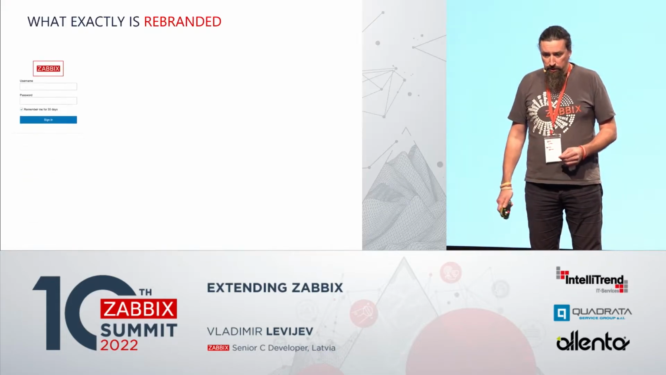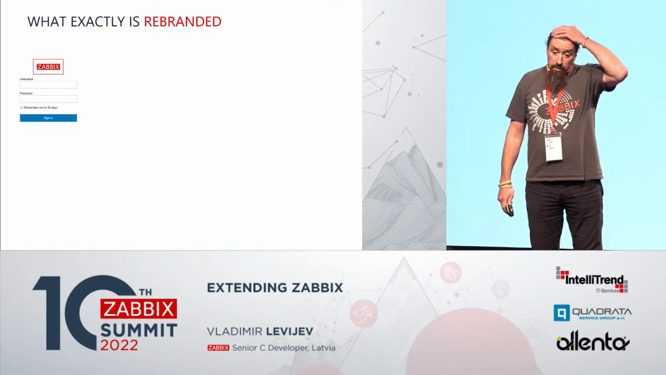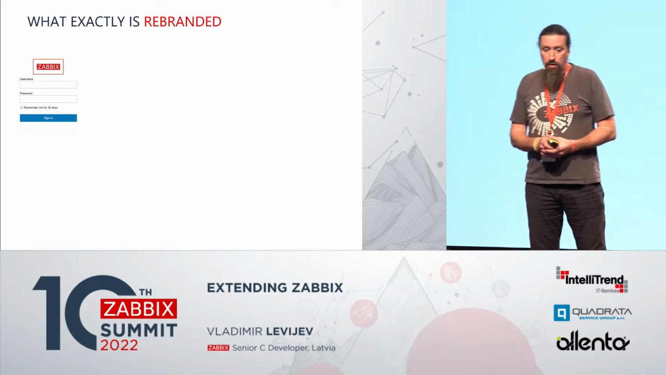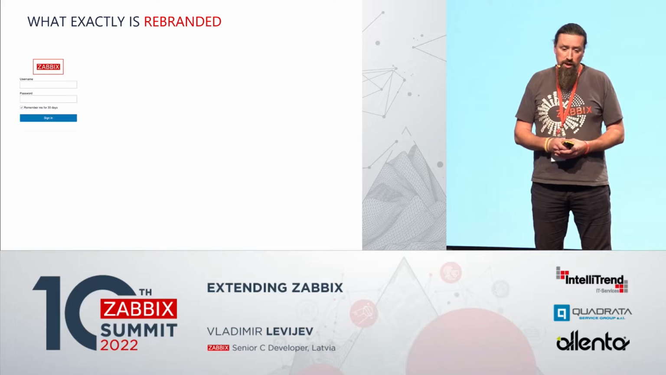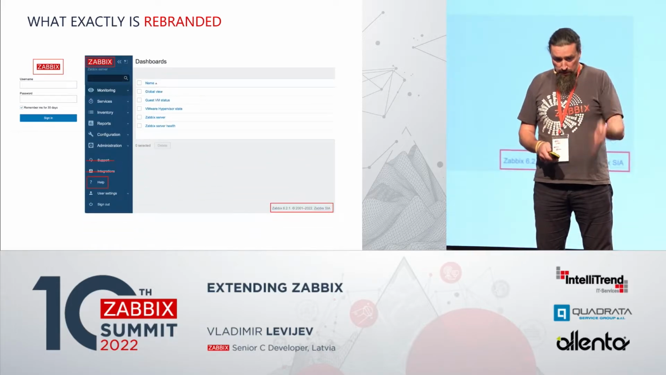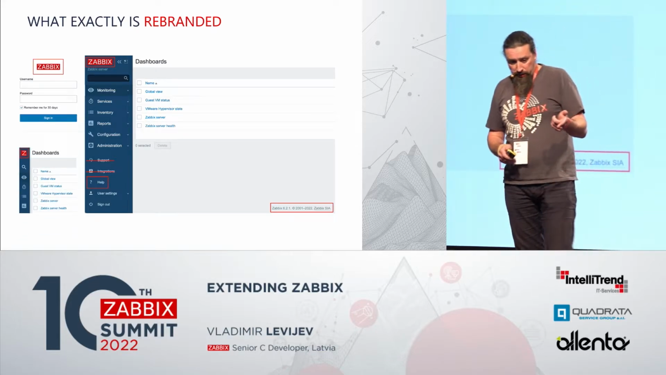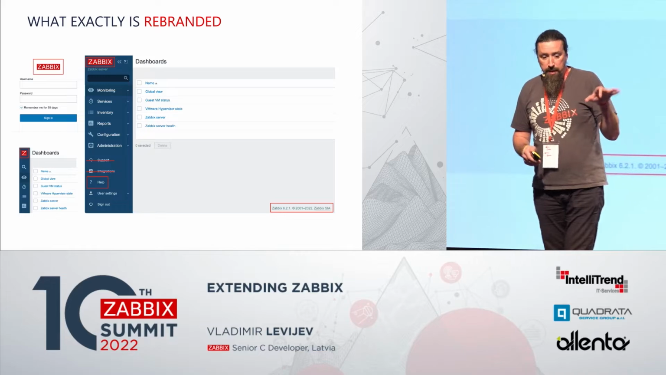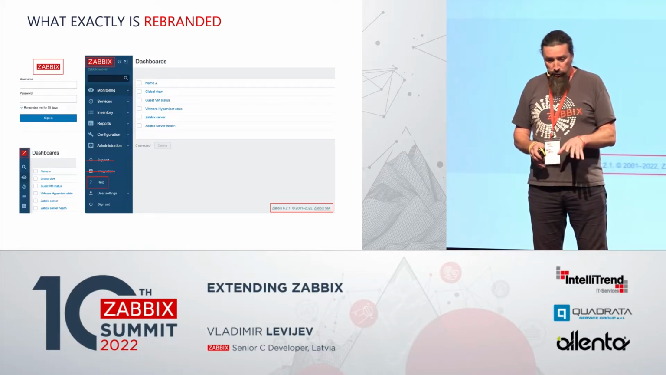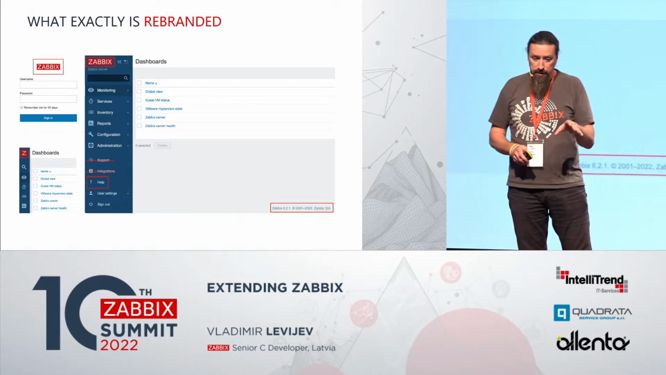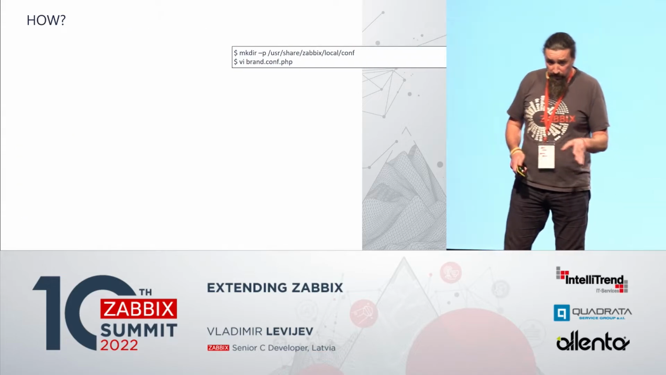Another thing that you can do with the front-end is rebranding. So what can you rebrand? The login page logo, the menu logo, the compact menu logo, the help link, the footer, and remove the Zabbix support and integration elements from the menu.